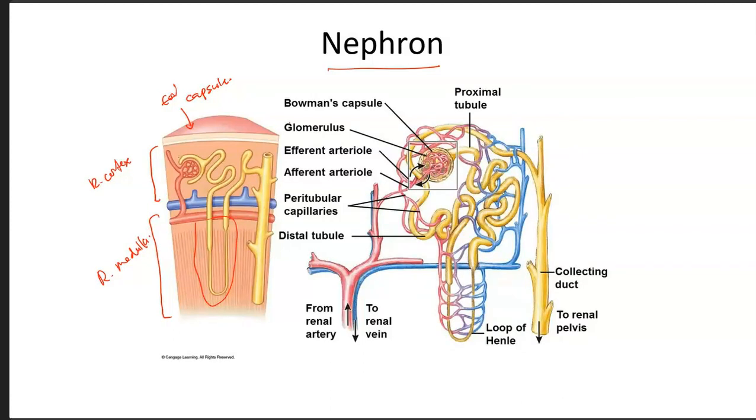In the cortex region, you have the blood vessels part of the nephrons. So this is the glomerulus. And surrounding the glomerulus, you have the tubule part of the nephron. Tubule is where the filtrate is located. So this is the Bowman capsule. And then you have the proximal tubule, the descending limb of loop of Henle, the ascending limb of loop of Henle, and then the distal tubule, and then the collecting ducts.